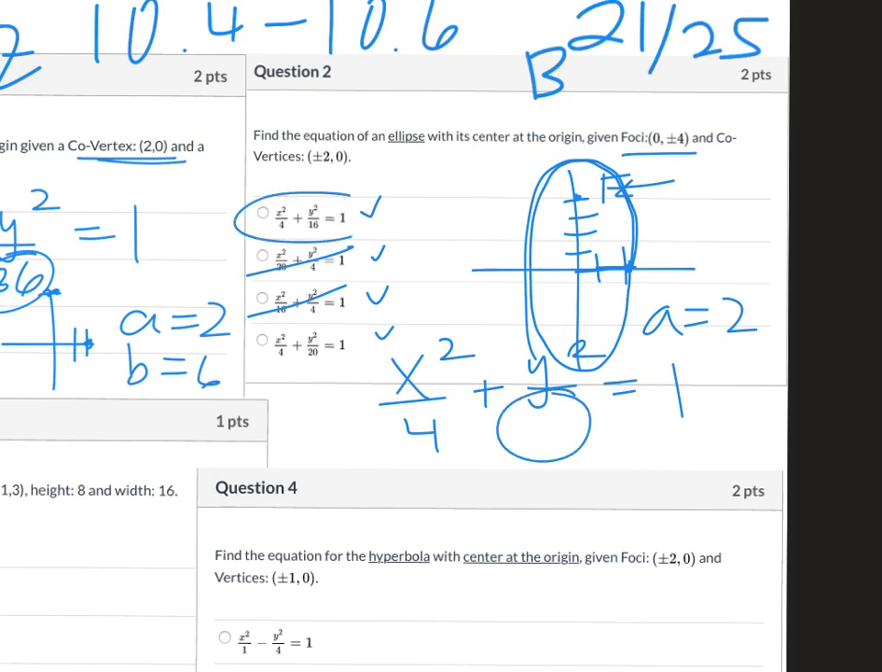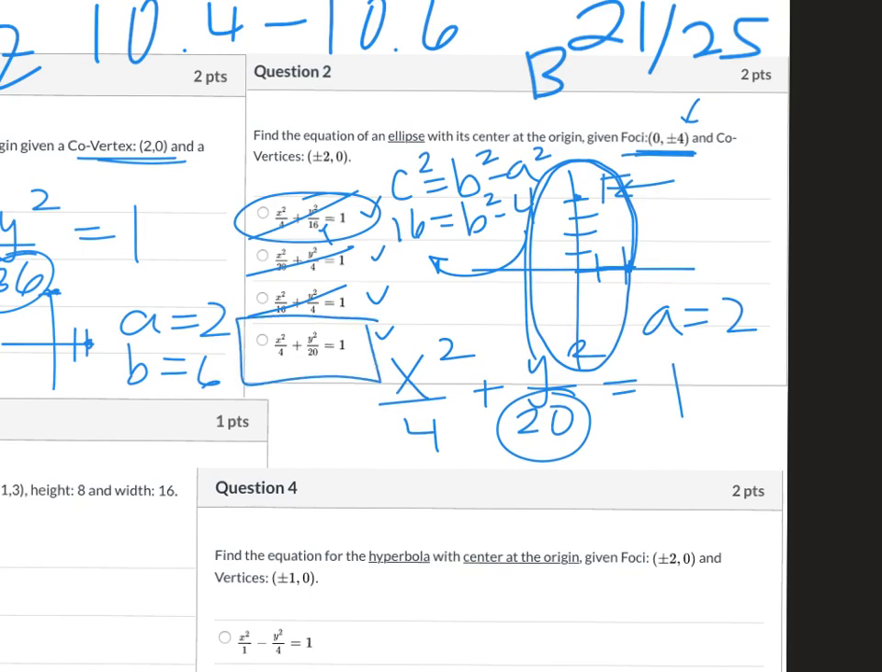Now a lot of people chose this one because they saw the foci was 4 and they squared it and put it right there, and that's not right. So here's what you want to do. You want to use the formula for foci: c squared equals bigger minus smaller, b squared minus a squared. So c squared is 16, b squared is what we're trying to find, and a squared was 4. If I add 4 over to that side, I get that b squared is 20, and that's that answer right there.